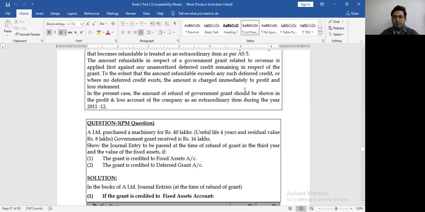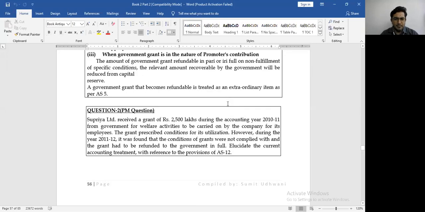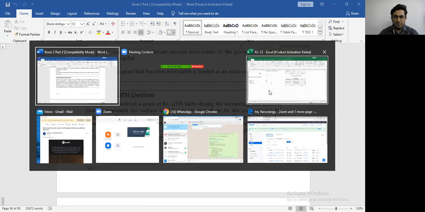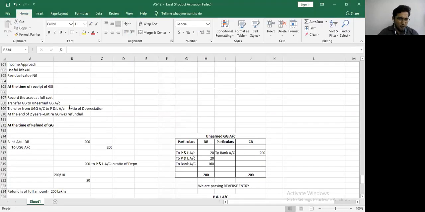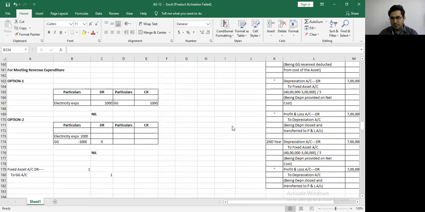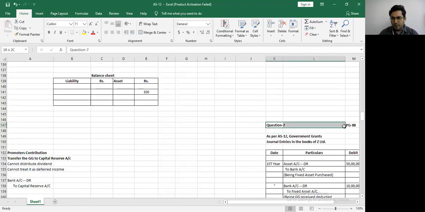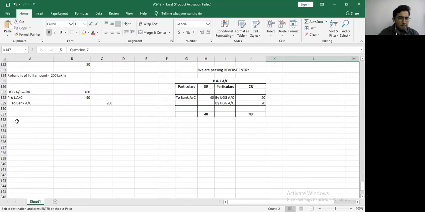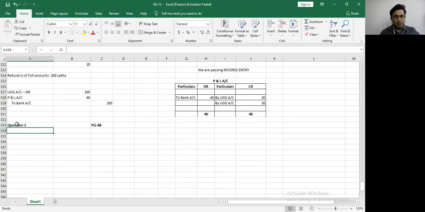Question number 3. Mark question number 3, important last day revision question. We will be solving this question properly as we do for the other questions. Let's do question number 3, which is given to you on page number 85.